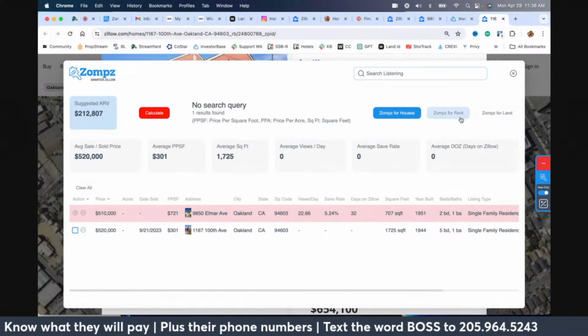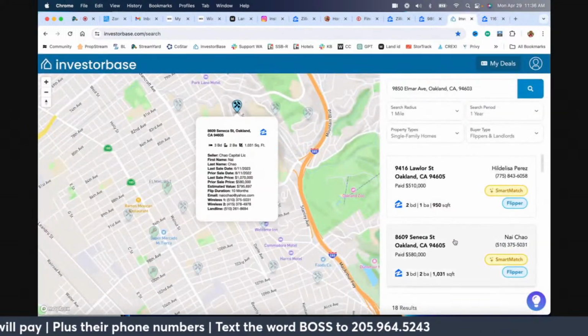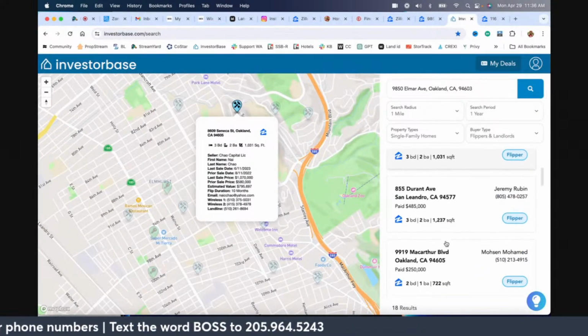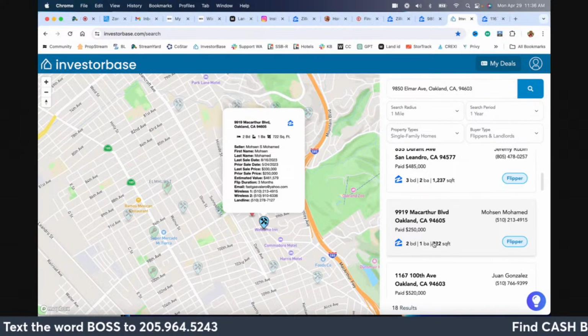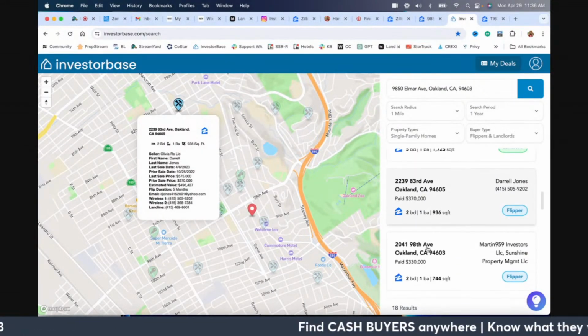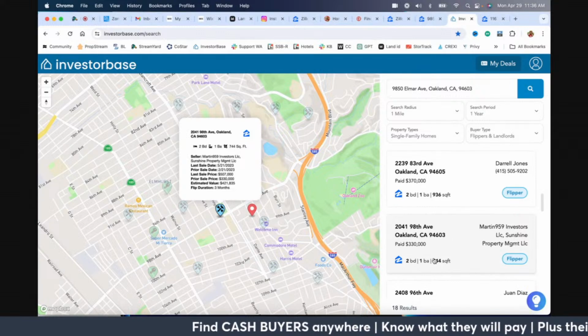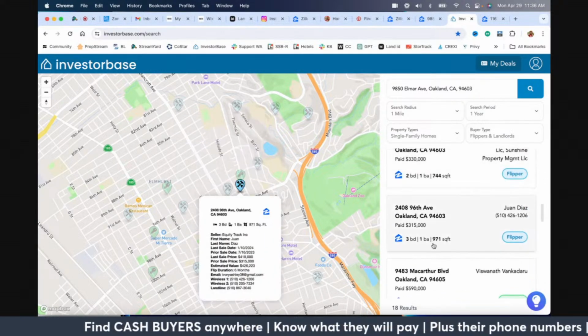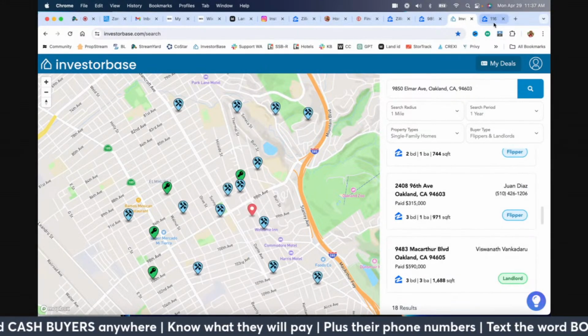It looks like, on the ones we can go back here, there were a couple of them in here that were that small. So they paid $250 for that one. That one they paid $370. They paid $330 for that one. Paid $315. So, what condition is it in?